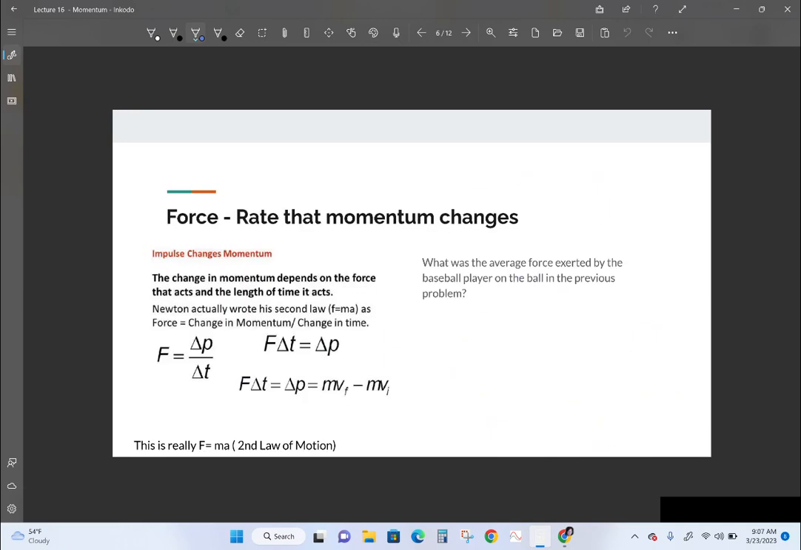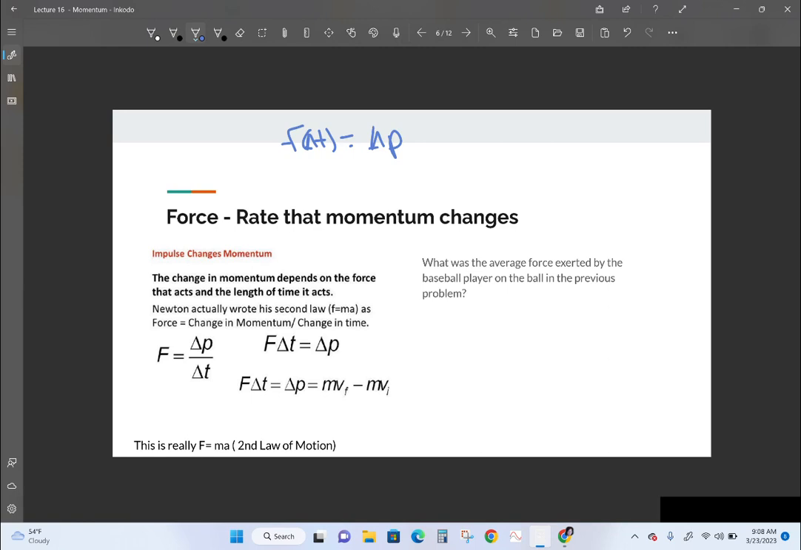So how is force related to this? Well, force is change in momentum over time. How do I know that? Well, I know that force times time equals change in momentum. This is actually change in time, right? It's the time over which the force is delivered.